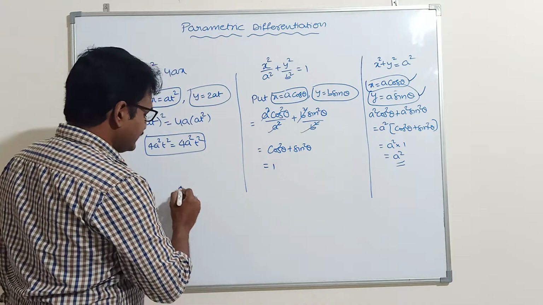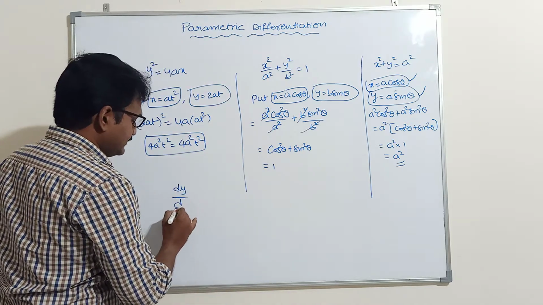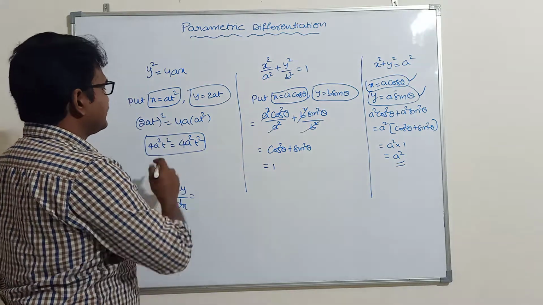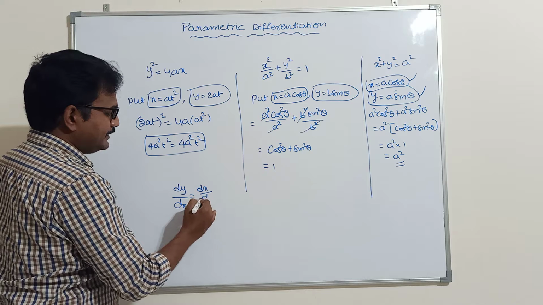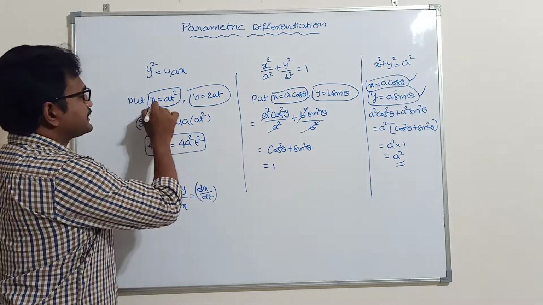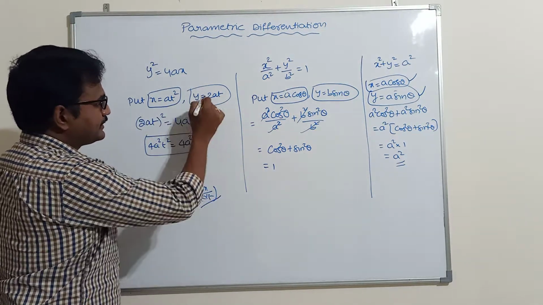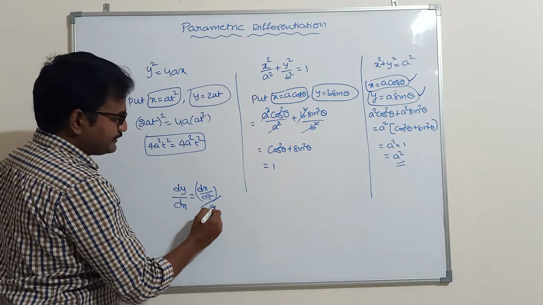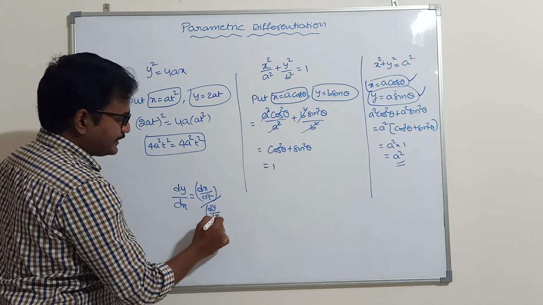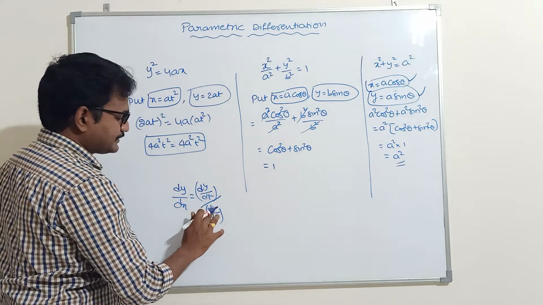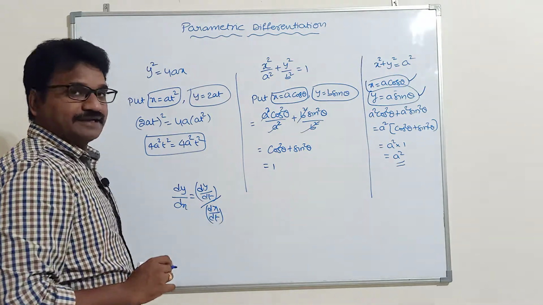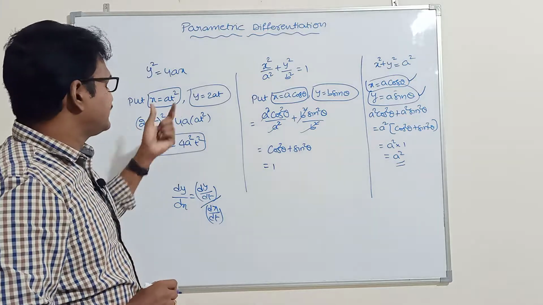So how to find dy by dx for parametric equations? For the parabola, find dx by dt, because the equation of x is in t. Similarly, the equation of y is in t. So find dx by dt and find dy by dt. Next, write dy by dt divided by dx by dt. Then you will get dy by dx.